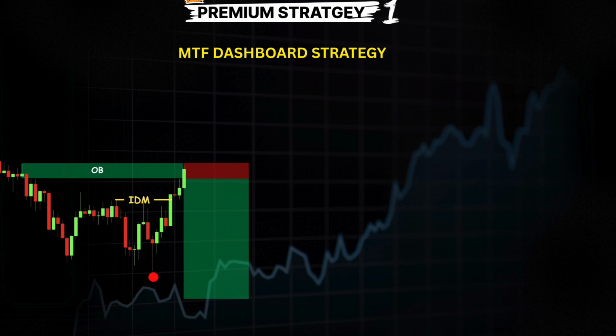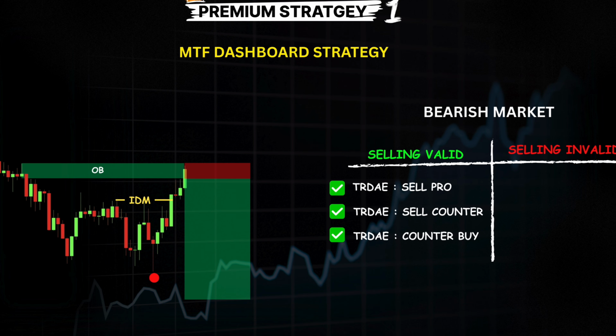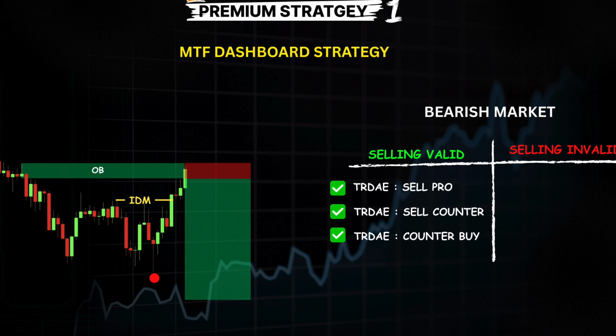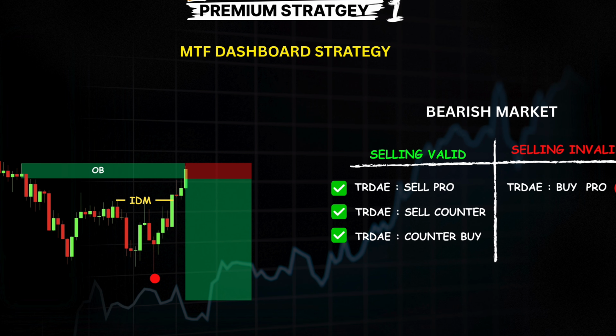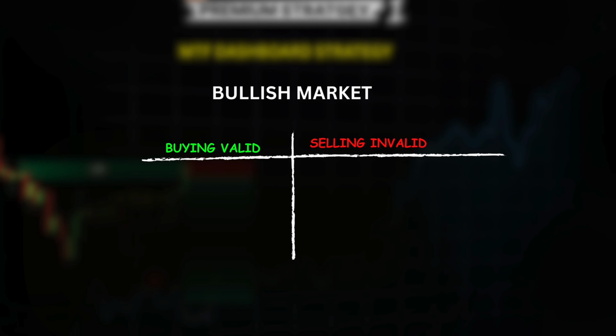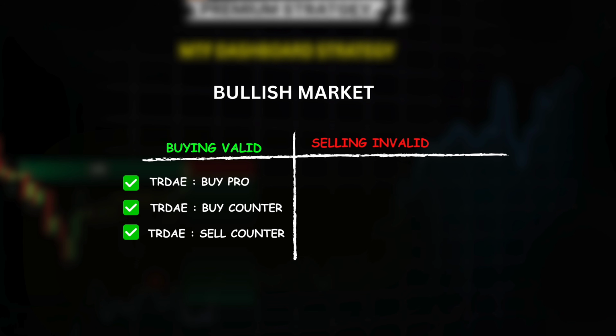According to this strategy, when the market is bearish, selling is high probability when the indicator shows sell pro, sell counter, or counter buy, and selling becomes invalid when the indicator shows buy pro. Similarly, in a bullish market, buying is high probability when the indicator shows buy pro, buy counter, or sell counter, and selling is low probability when it shows sell pro.